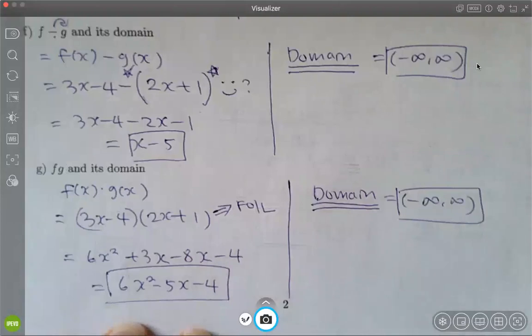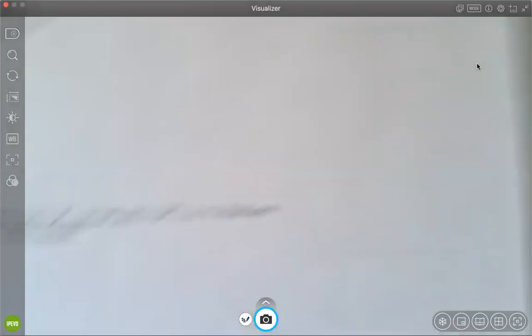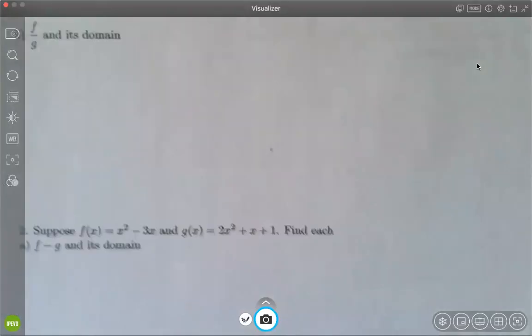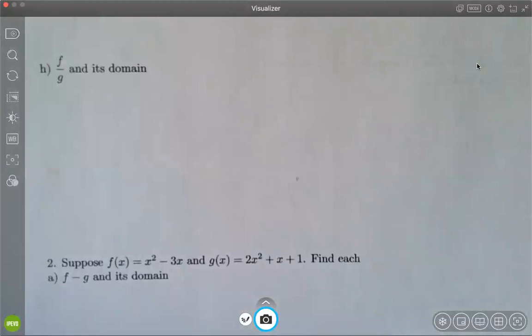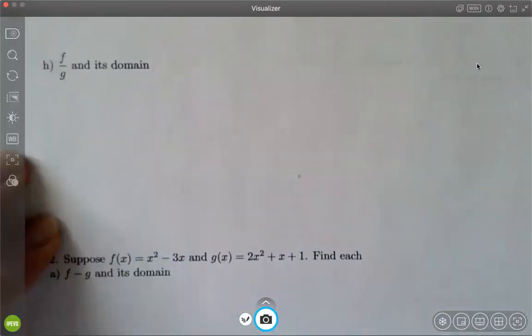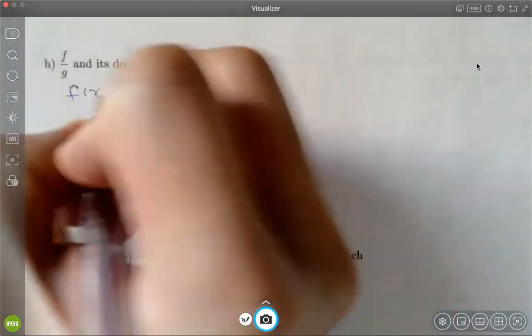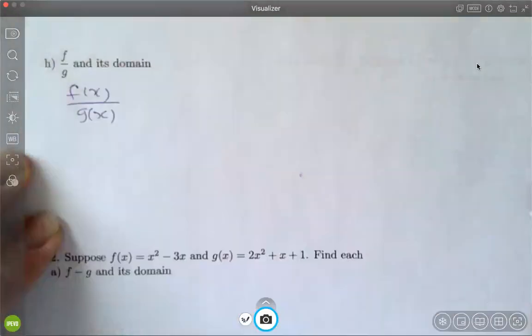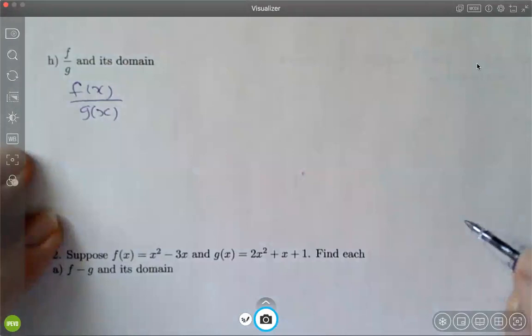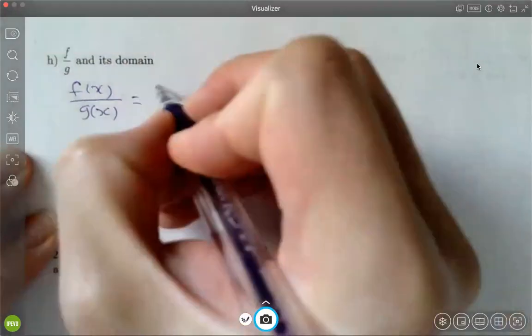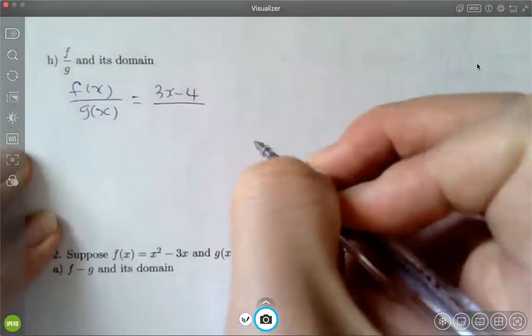And now, the last part, h. So I guess you can guess what the last part should be. It's the quotient function, f over g. Okay, so f over g, and its domain. Okay, so now, this means what? F of x over g of x, right? And what was f of x? 3x minus 4. And what was g? 2x plus 1, right?